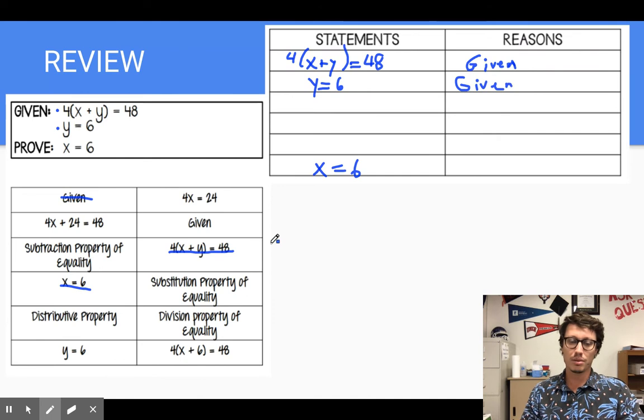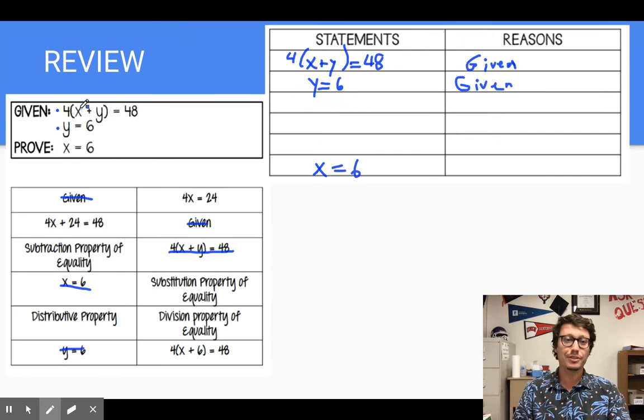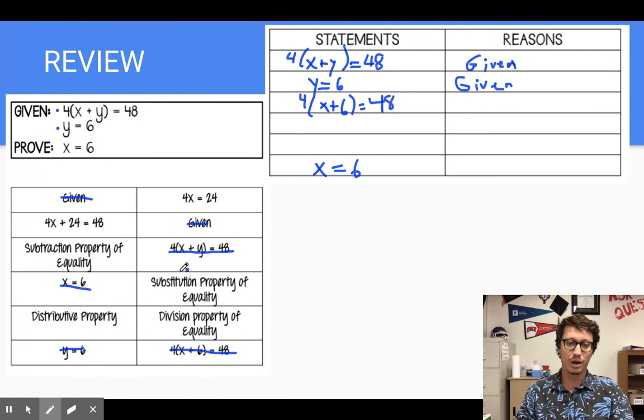Again, being smart students, we always cross out what we've already used, so that way we know not to use it again. Now that we have 2 variables, an x and a y, but they told us that y is equal to 6, we can simply plug that in there. That's super easy. So then we see our option here: 4 parentheses x plus 6 equals 48. We have used this one, but now what is our reason?